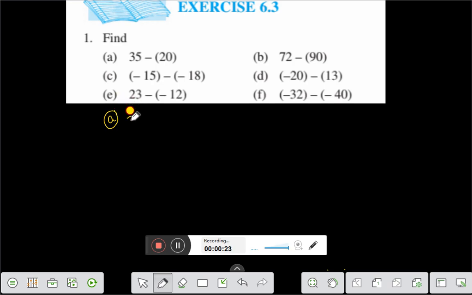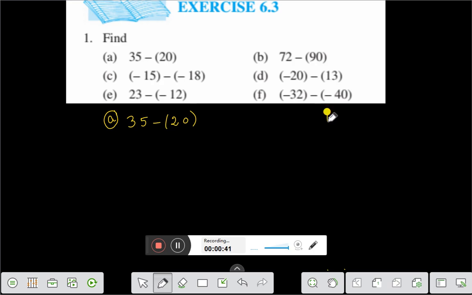Question number A is 35 minus 20, that is 35 minus, in bracket, 20. Now first of all you have to know the multiplication rules of the mathematical operations.